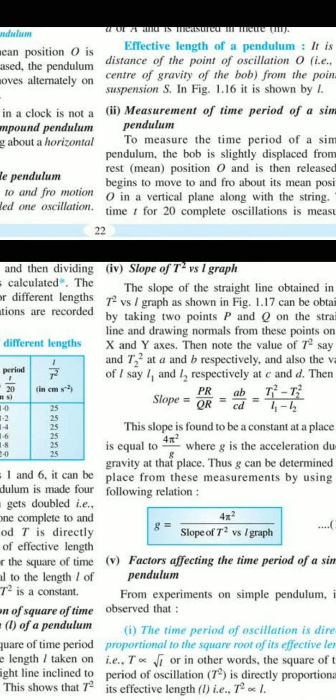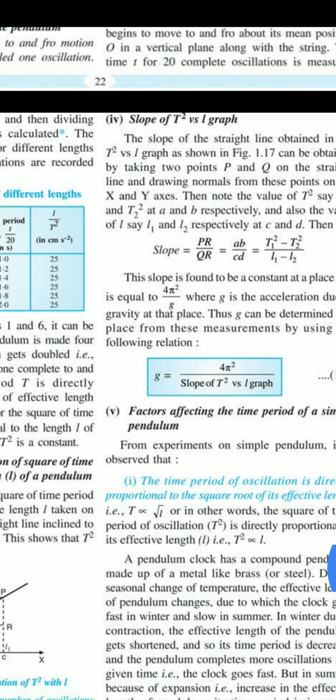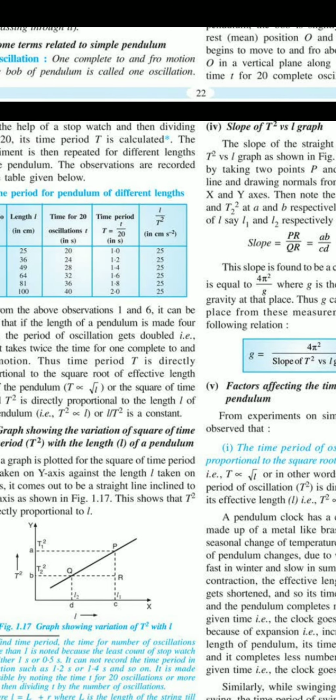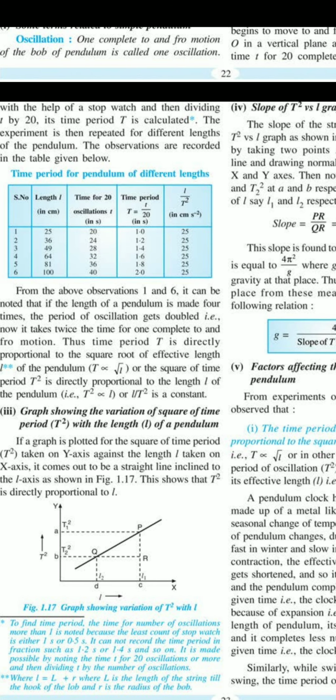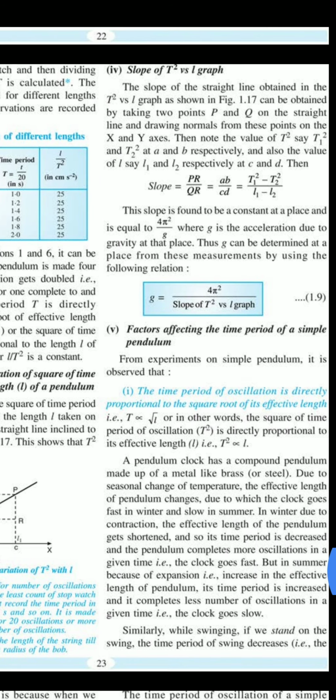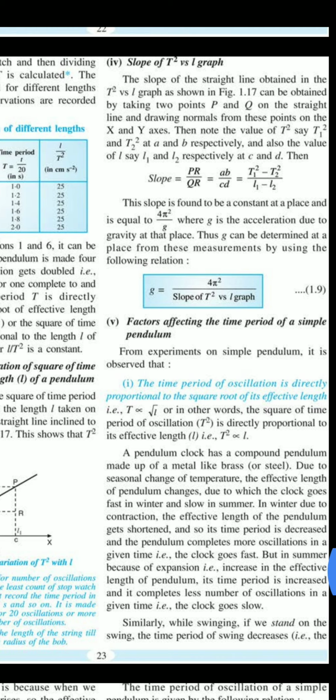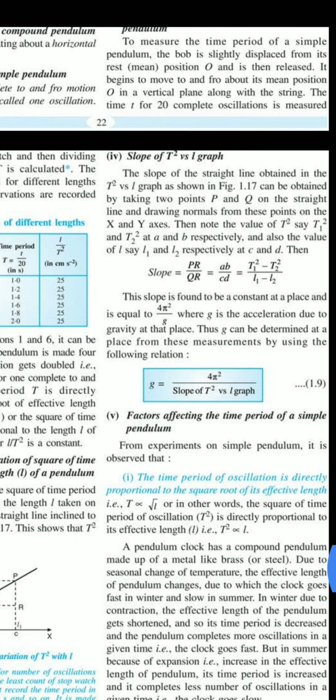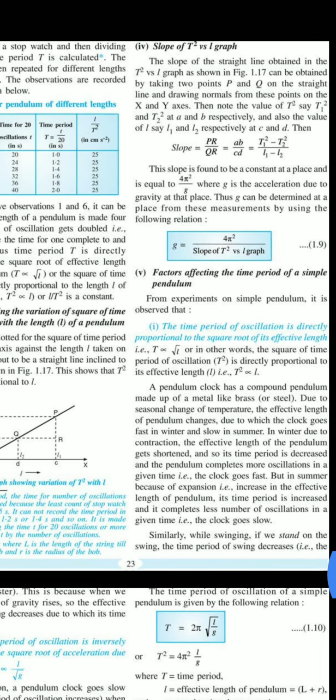You can see here slope is equal to PR upon QR, and this value should always be constant throughout the line. So this shows that L and T square are directly proportional to each other. That means when L increases, T square increases. And if we want to calculate g, the acceleration due to gravity, then g is equal to 4 pi square upon the slope of T square.